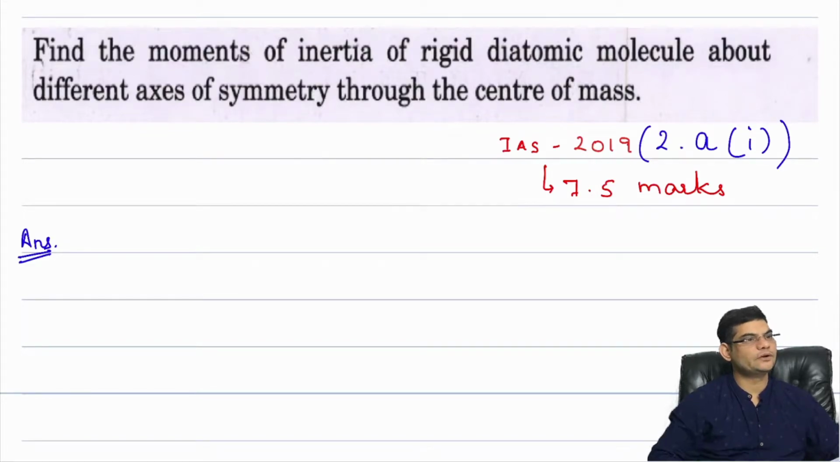Find the moment of inertia of a rigid diatomic molecule about different axes of symmetry through the center of mass. This question appeared in IAS 2019. It is a 7.5 marks question. Now let's try to solve this question.